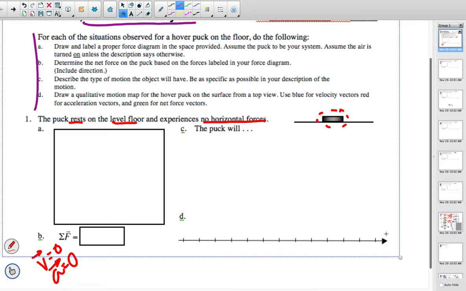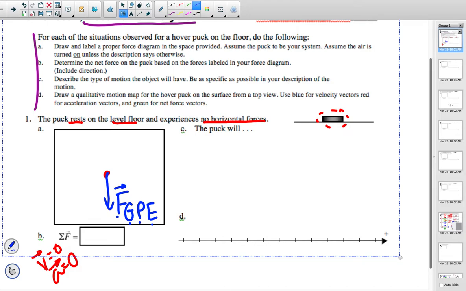So let's say what forces are acting on this puck. Well, if it's at rest on the floor, what's pulling down on the object? Gravity. Great. So there's a force of gravity acting on the puck by the earth. We always want to say it that way. Force of gravity on the puck by the earth. And since it's remaining at rest, it's not accelerating up or down. What else is pushing up on it?